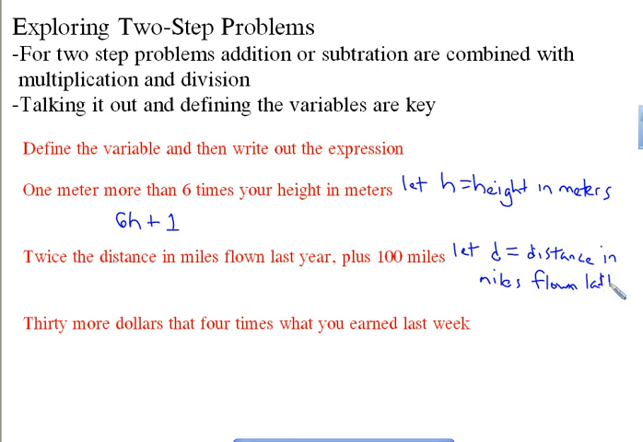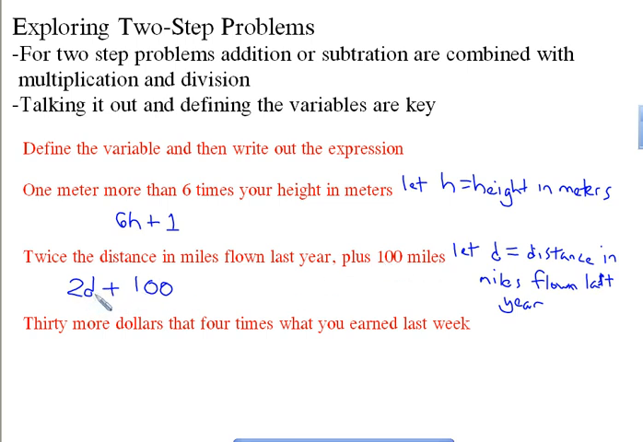So we now have distance in miles flown last year. So twice the distance flown in miles last year plus 100 miles. So twice the distance, so 2 times D plus 100 miles. And if it was going to be twice the distance in miles flown last year minus 100 miles, it would just be minus 100 miles.